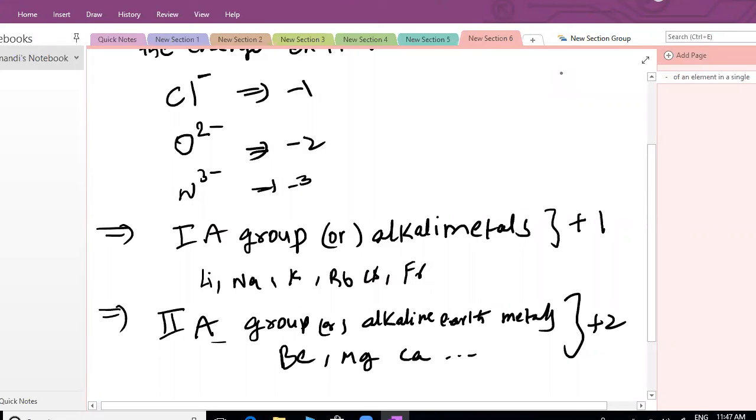Is it completed? Already I have given the first class, or the first or second class, the crisscross method. I have given the list of all the elements' oxidation numbers, positive and negative. Can anyone give an explanation why the first A group elements show +1? Anyone?